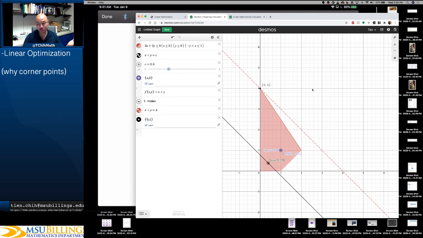So when I look at this region, it has 1, 2, 3, 4 corners. I don't need to check all infinitely many points. I only need to check the 4 corner points, and then we can see that 0, 4, giving me an output of 4, is my optimal solution.